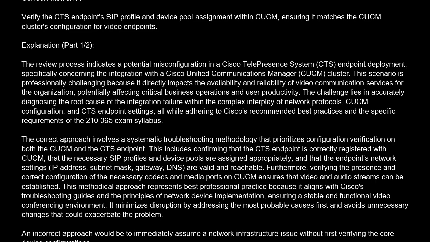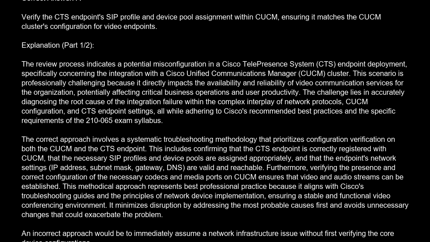The correct answer is A. Verify the CTS endpoint's SIP profile and device pool assignment within CUCM, ensuring it matches the CUCM cluster's configuration for video endpoints. Explanation. The review process indicates a potential misconfiguration in a Cisco Telepresence System, CTS, endpoint deployment, specifically concerning the integration with a Cisco Unified Communications Manager, CUCM, cluster.